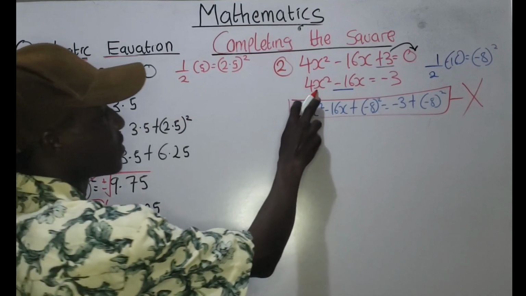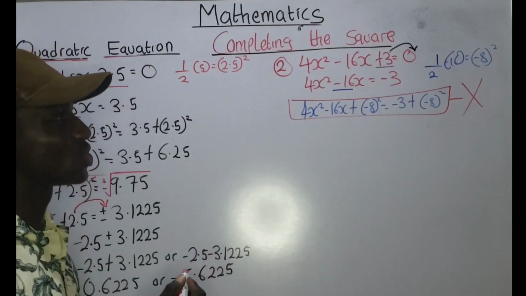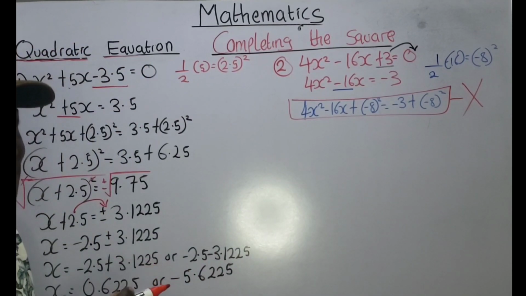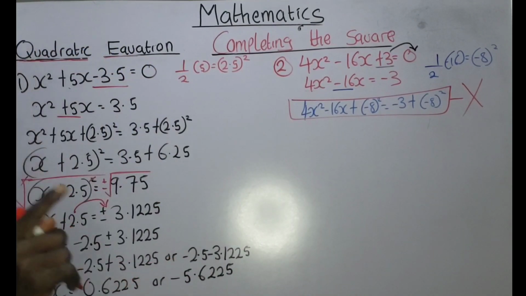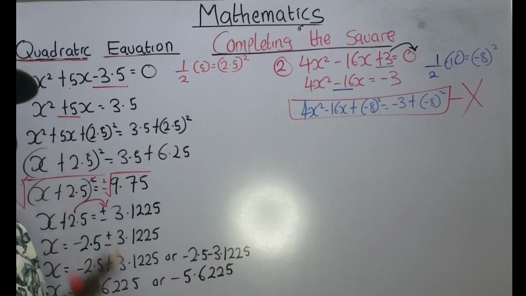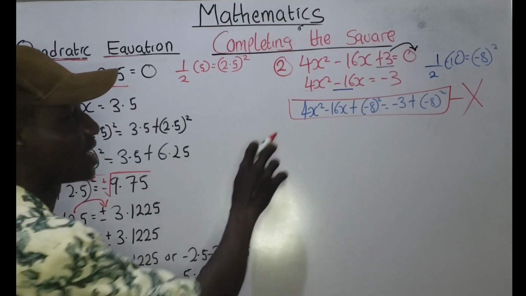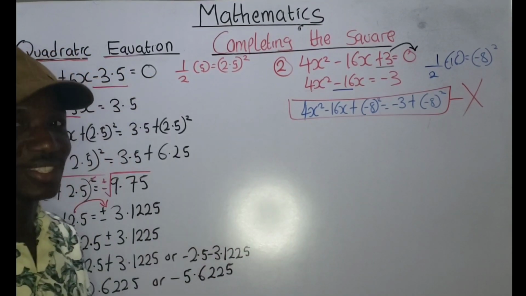You can see that the coefficient of x squared here is what? 4. So we are not going to proceed directly. We have to divide the equation by the coefficient of x squared in an attempt to make the coefficient of x squared 1. Do you understand? So don't go directly to this point. You are going to get the answer wrong.